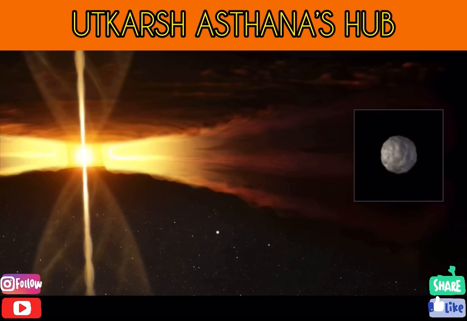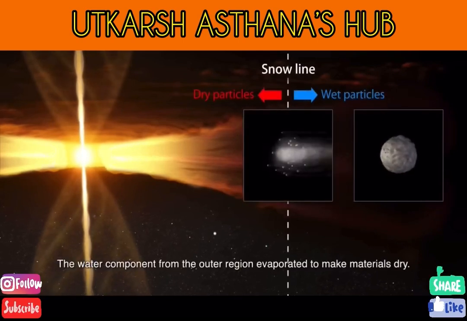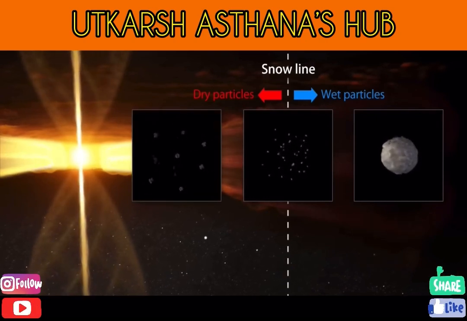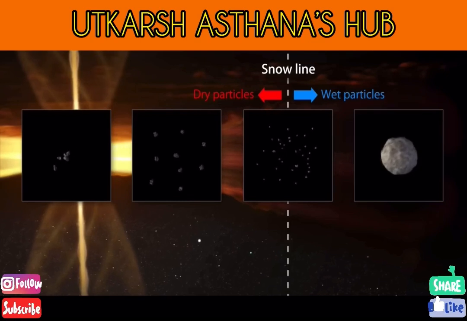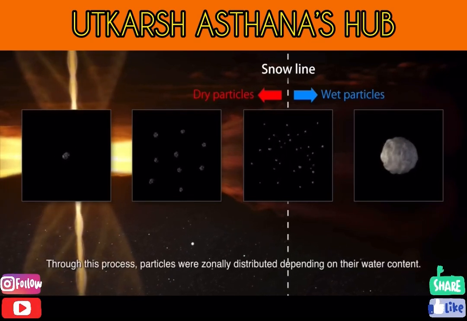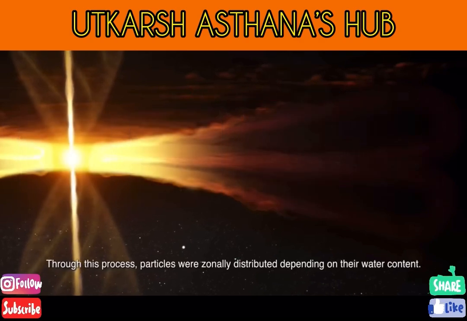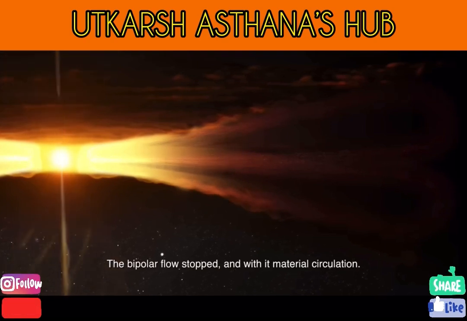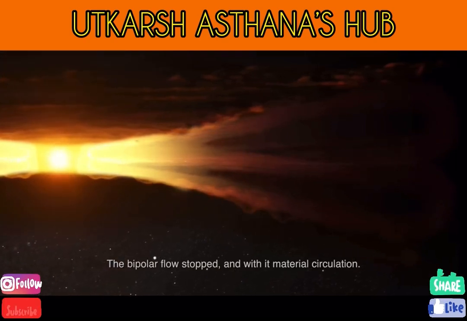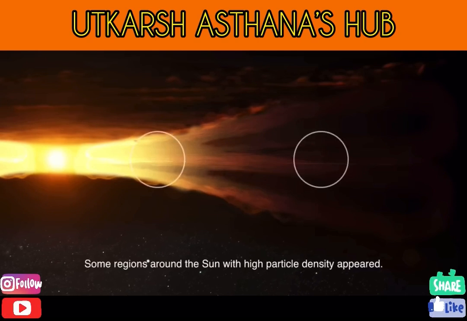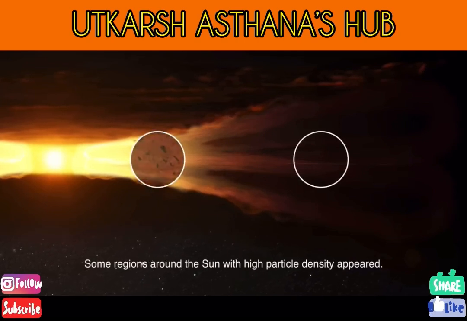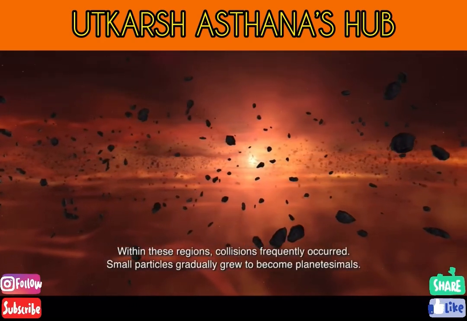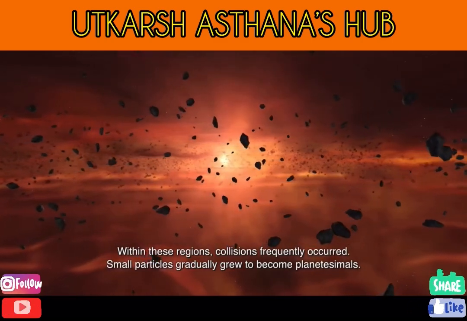This process gradually and steadily made the water component from the outer region evaporate to make the materials dry. The snow line here shows the dry particles and the wet particles. Through this process, particles were zonally distributed depending on their water content. And with this process, the bipolar flow stopped, and with it, material circulation also stopped. Some regions around the sun with high particle density appeared as black. Within these regions, collisions frequently occurred.